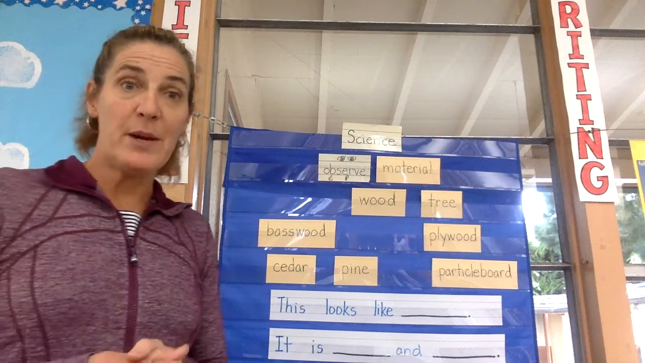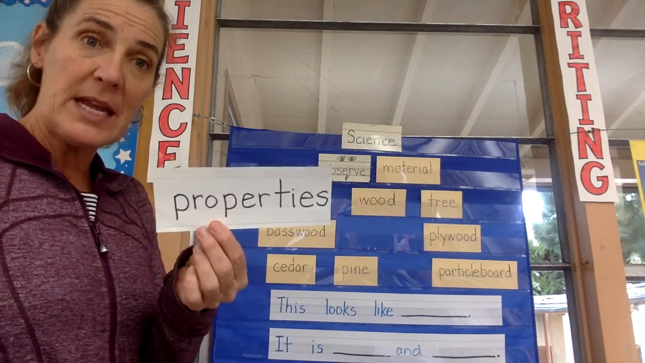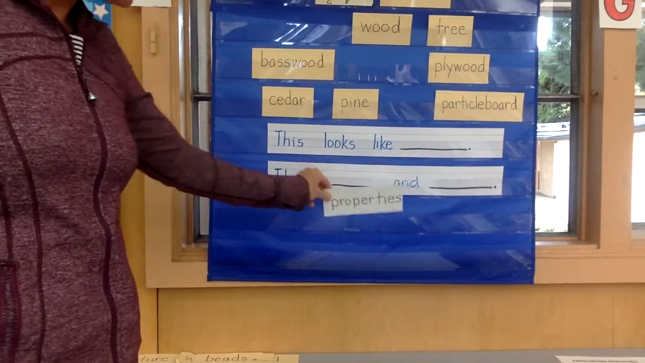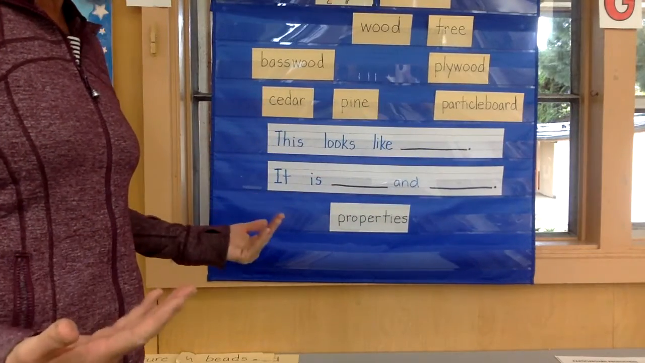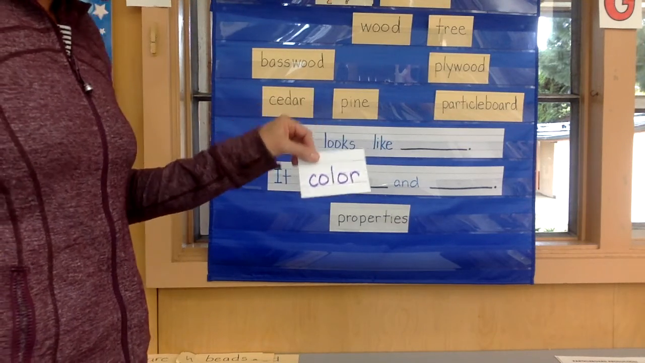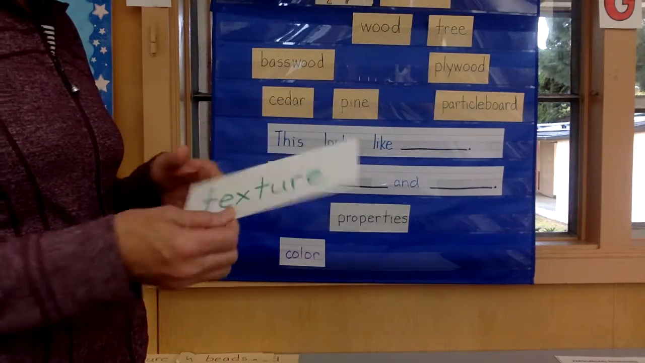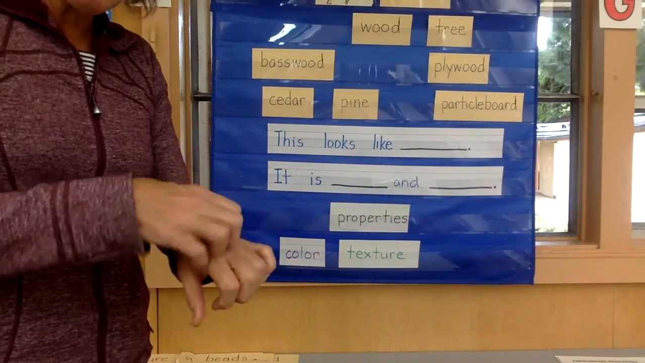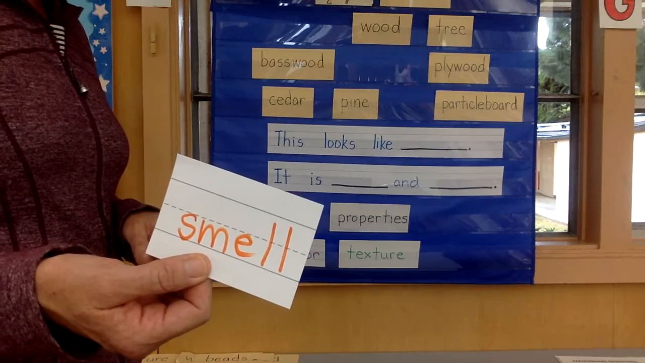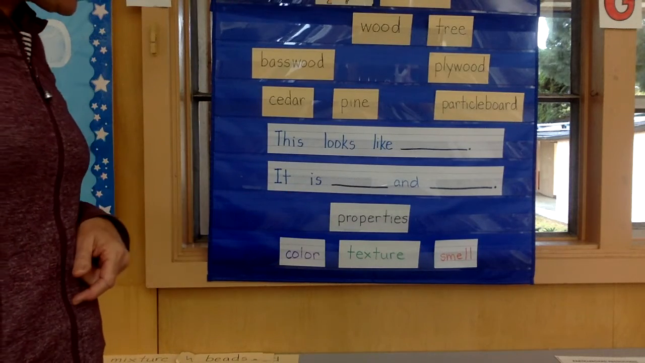Now here's what you're going to be doing today in your small group time. You're going to be looking at the properties of the different wood. I'm going to put this down so you can see the word properties. Now properties are just the different things you can look at about your wood. You might look at the color. The color is a property of wood. You might look at the texture, how it feels. Does it feel rough? Does it feel smooth? Another property could be the smell. Okay, there are other properties also, but we'll look at those properties of the wood today.